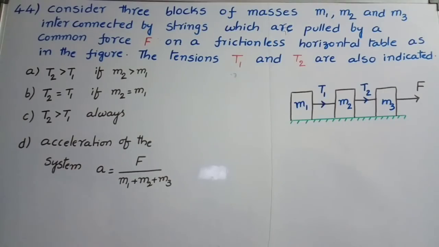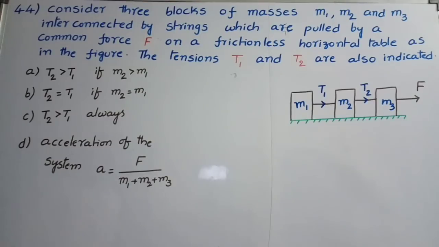Problem number 44. Consider three blocks of masses M1, M2 and M3 interconnected by strings which are pulled by a common force F on a frictionless horizontal table as in the figure. The tensions T1 and T2 are also indicated. Here the given four options: T2 is greater than T1 if M2 is greater than M1, T2 is equal to T1 if M2 equals M1, T2 is greater than T1 always.